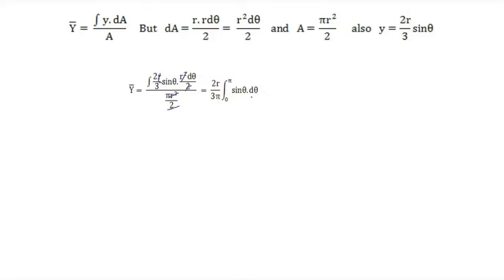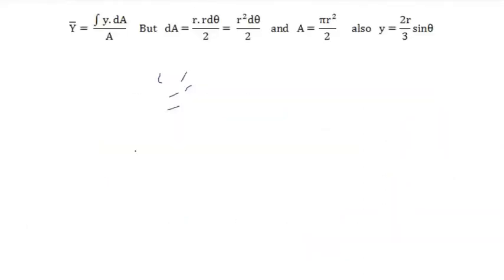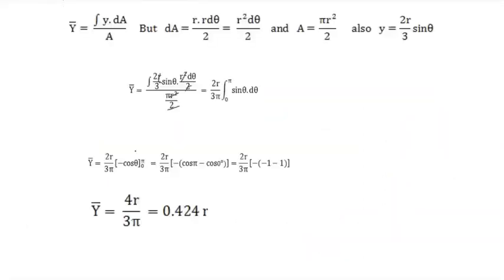So the only variable here is theta. The value of theta varies from a minimum angle of 0 to a maximum angle of 180. Yes, correct. So we need to apply the limit from 0 to 180, which is 0 to pi. Therefore upon simplification, 2r/3 pi into the integral from 0 to pi of sin theta.